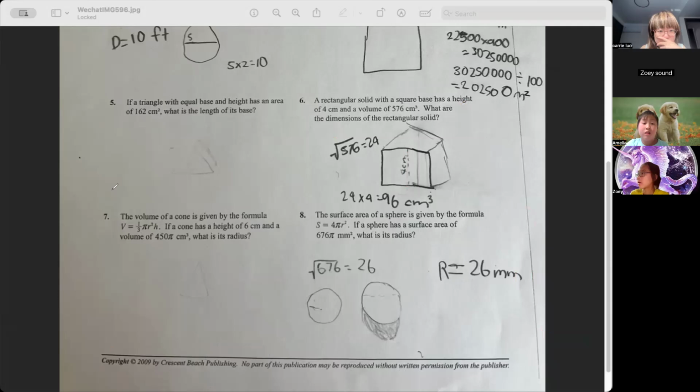Okay, so let's take a look at number 7. The volume of a cone is given by the formula. How do we do it? The volume equals 1 over 3 times pi times r squared times height. If the cone has a height of 6 and the volume 450, so very easy, Amelia. 450 equals 1 over 3 times pi times radius squared times 6. Okay, that's step 1. Correct?